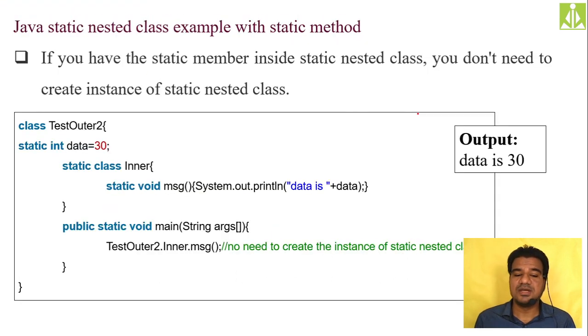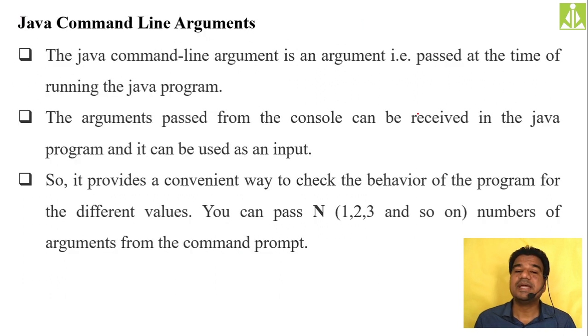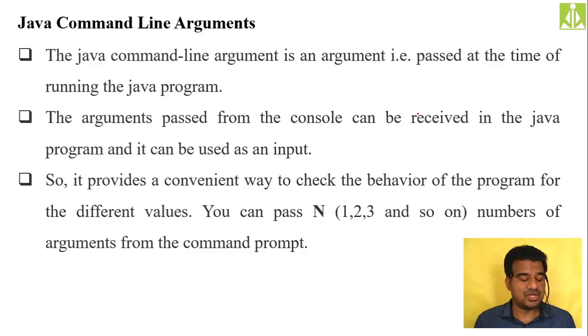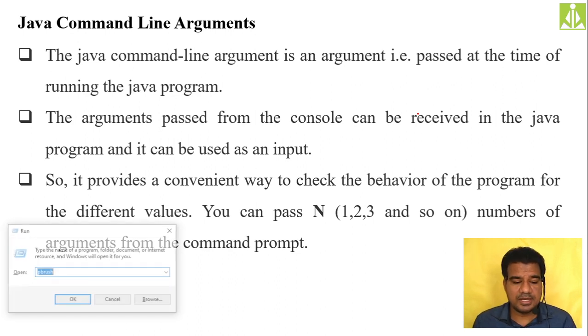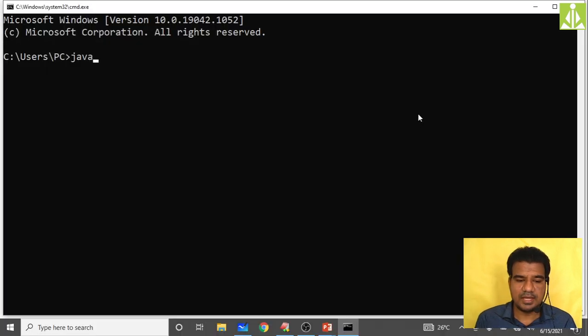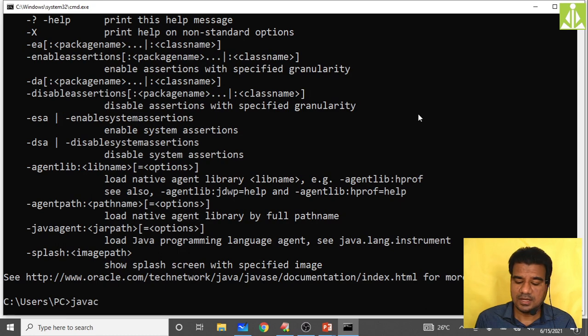So after this, we have a concept called command line arguments. It is also one of the important concepts. This type of question they ask many times in your university papers. Okay, command line arguments. We still have 10 or 15 more minutes, so I will try to explain this. Let me just check whether my Java is working or not in the command line. Yes, it is working.